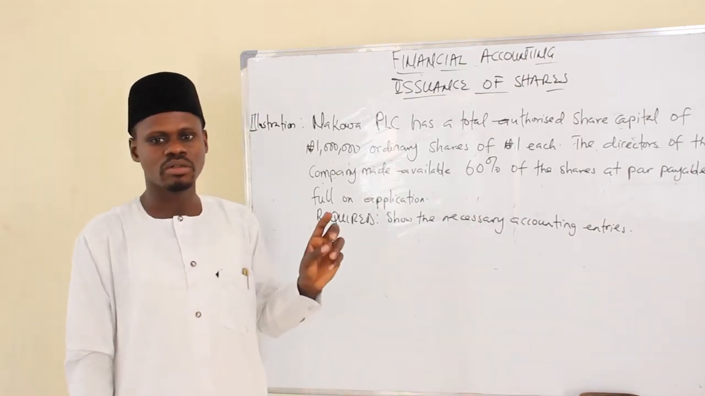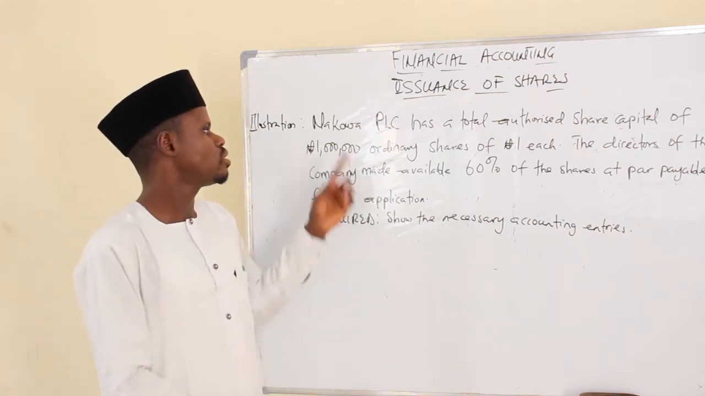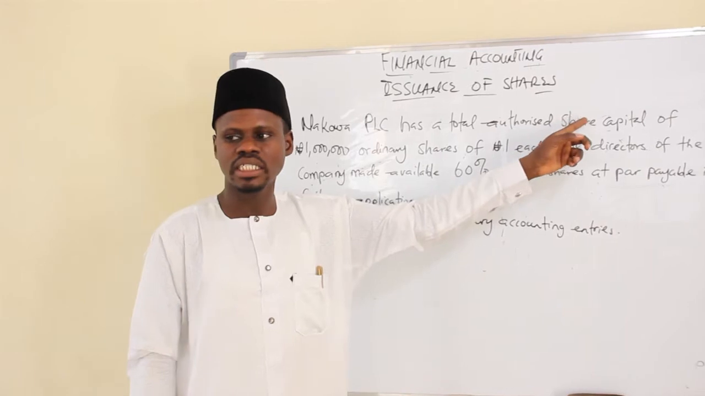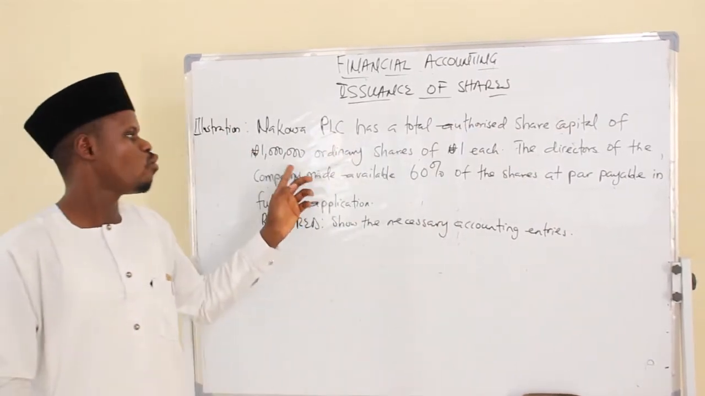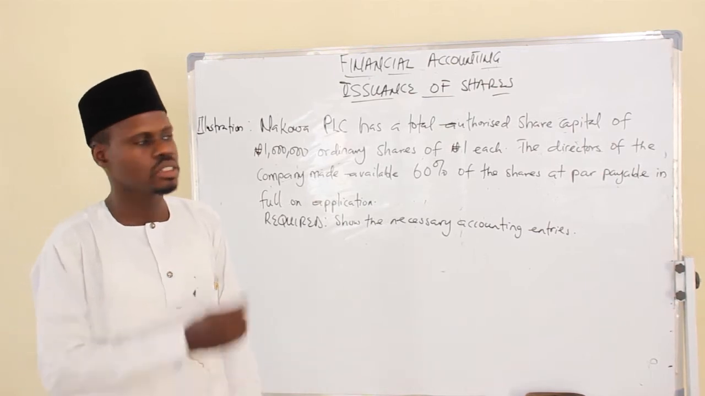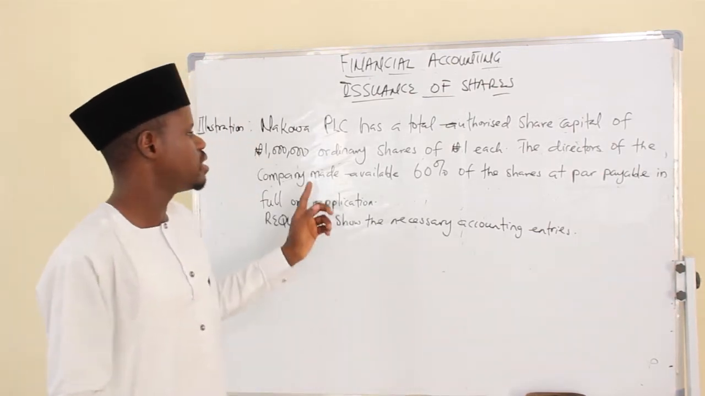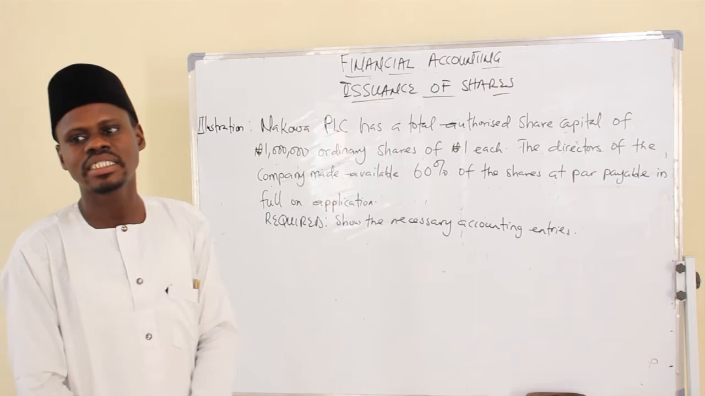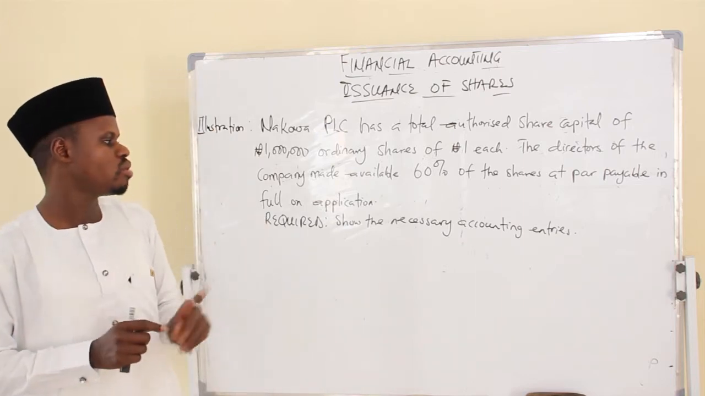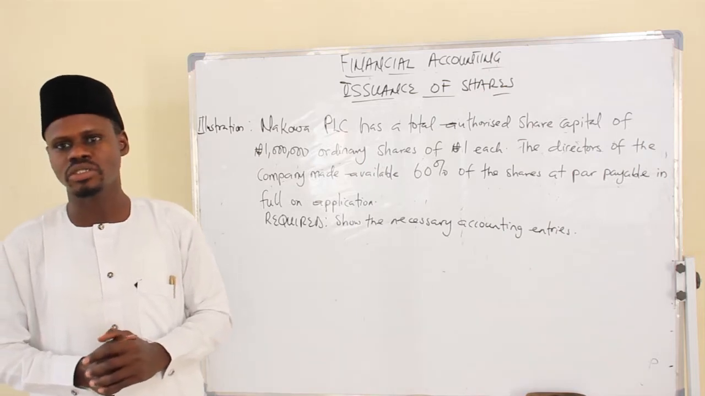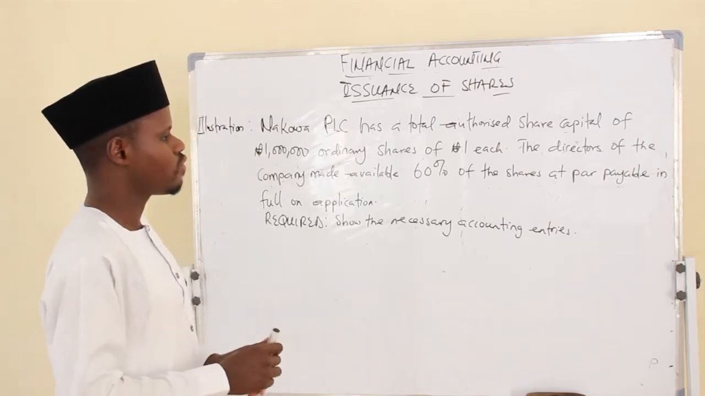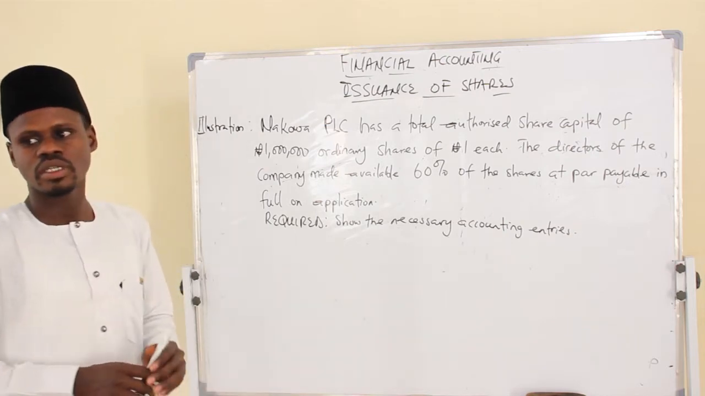So again, we are going to repeat the question. NACOA PLC has a total authorized share capital of 1 million naira ordinary shares of 1 naira each. The directors of the company made available 60% of the shares at par, payable in full on application. Required, show the necessary accounting entries for these transactions.